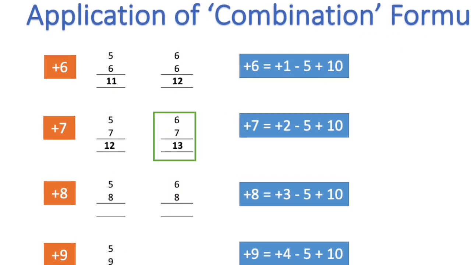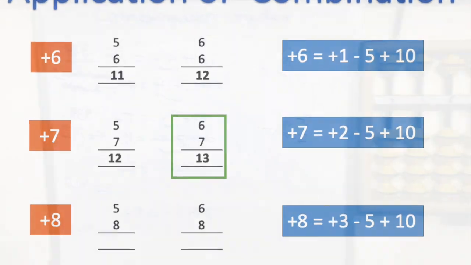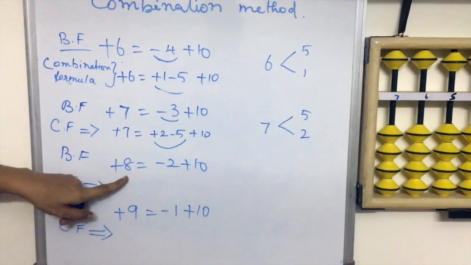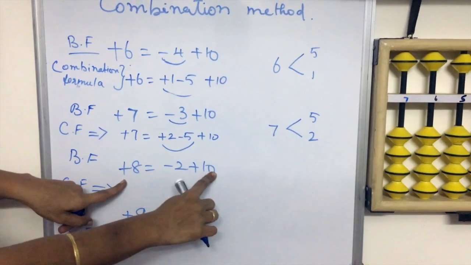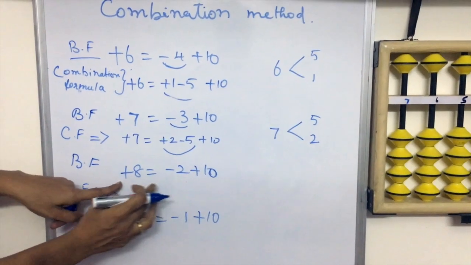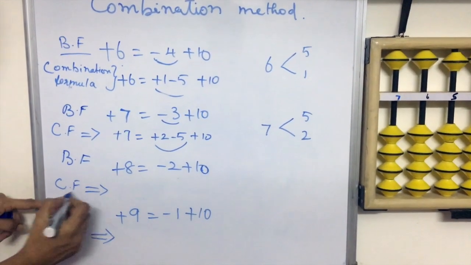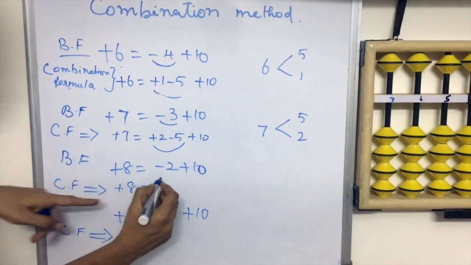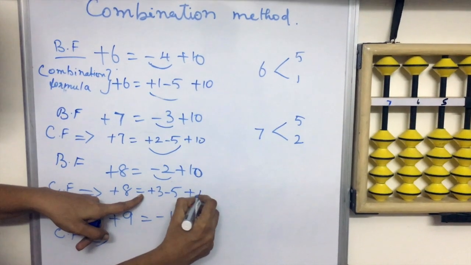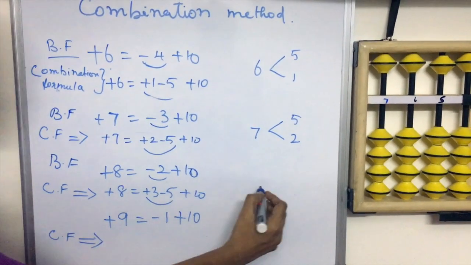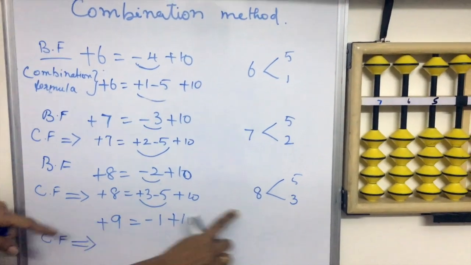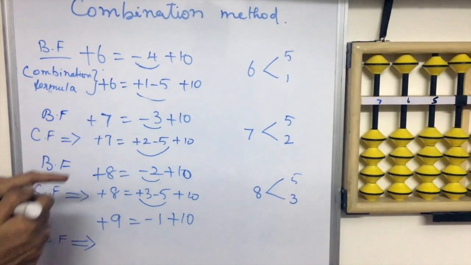Next. Using big friend, we can add 8 like this. Plus 8 is minus 2 plus 10. In certain conditions we can't apply this formula. So to add 8, instead of minus 2, we do plus 3 minus 5. So you can split 8 as 5 and 3. To add 8, plus 3 minus 5 plus 10.